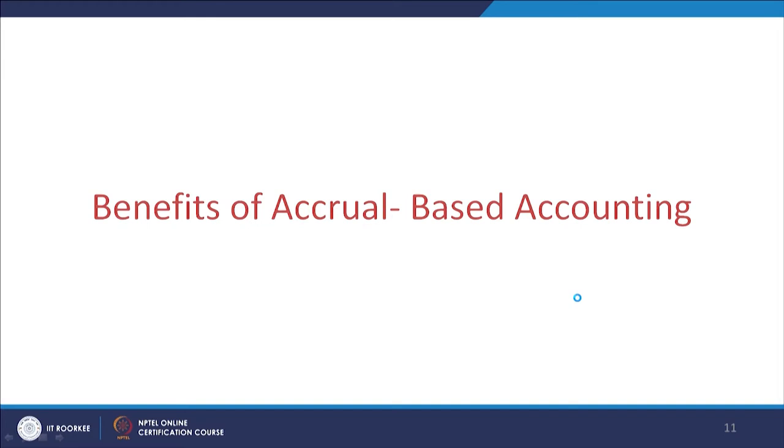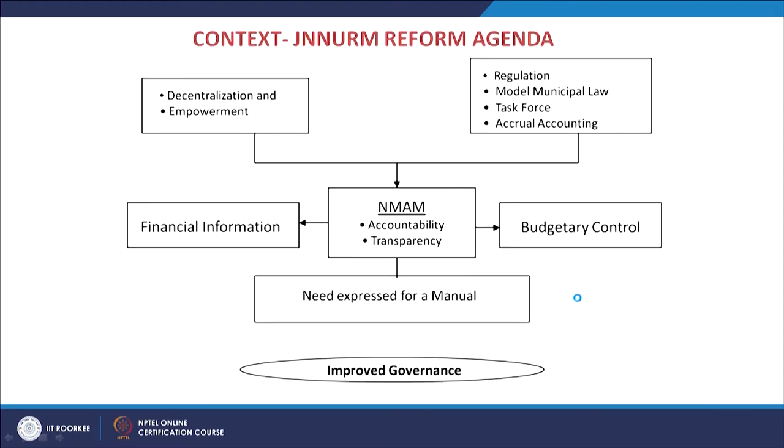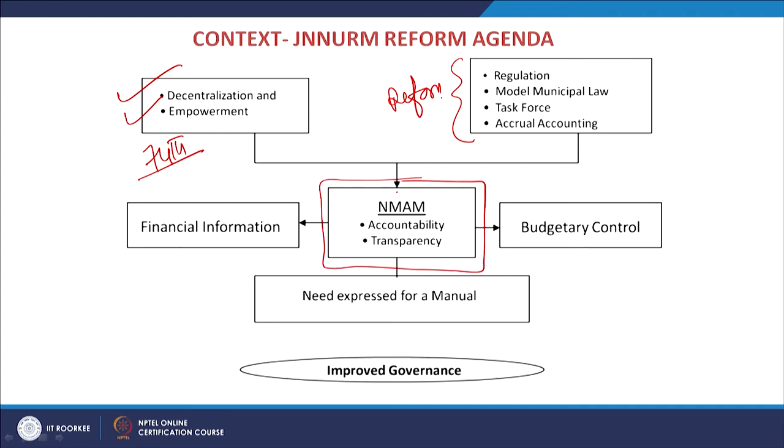Then, after doing this, there are some benefits. You must have a look at the benefits. Basically, in the JNURM agenda, we got decentralization and empowerment after the 74th amendment. After this reform agenda, the government tried to prepare a national municipal accounting manual.